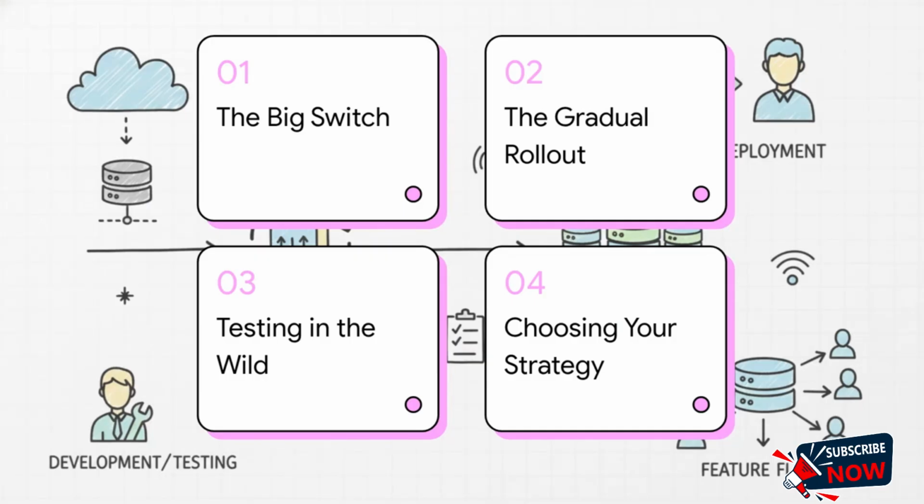To get a handle on this, we're going to break things down into three main approaches. We'll look at the big switch, then the gradual rollout, and finally, testing in the wild. After that, we'll wrap it all up with a cheat sheet to help you figure out which strategy fits which situation. First up, the big switch.